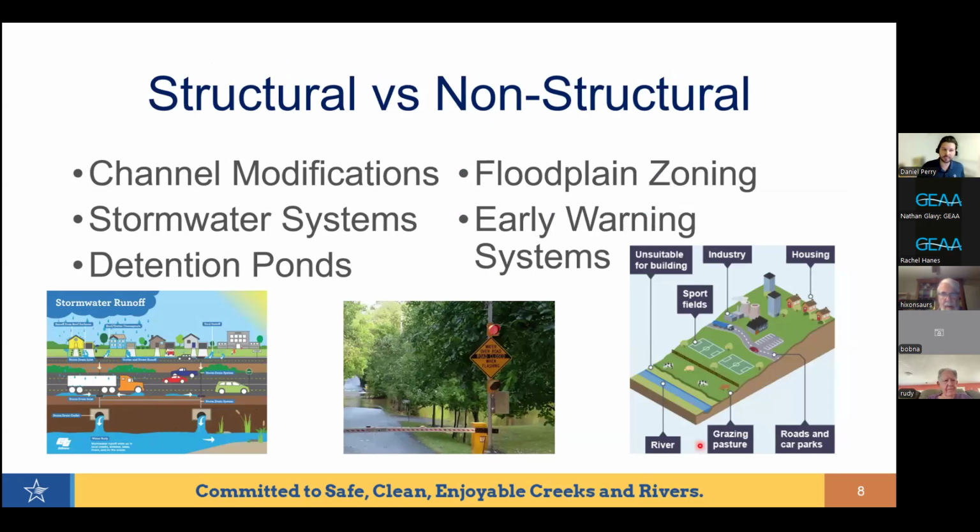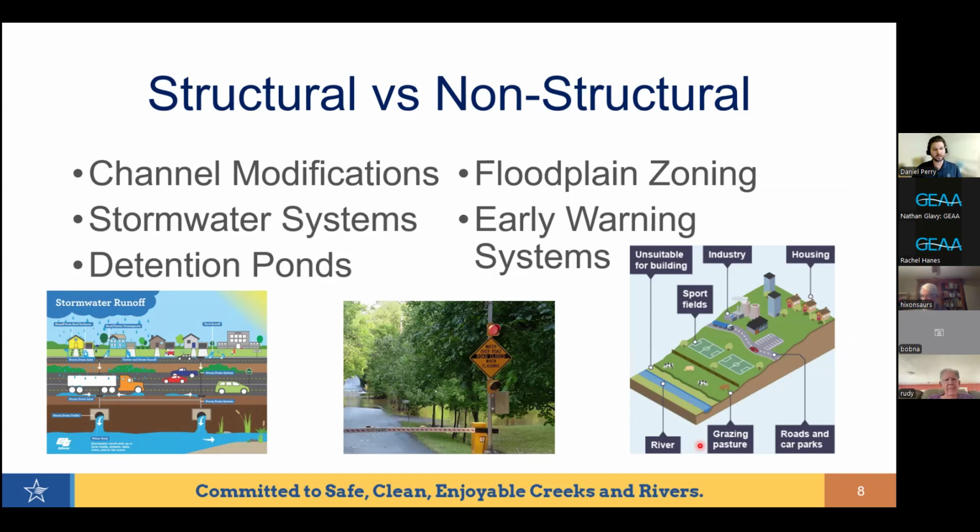So just some examples of structural solutions and non-structural solutions. Some of the structural solutions we may see are channel modifications, so widening and deepening channels to carry more floodwater. Stormwater management systems, like drains and pipes, and creating bigger drains and pipes to have more storage and move that water to the channels or the rivers. And also detention ponds, which are big ponds that can store the water and then slowly release it into the rivers and creeks, so that the peak of water isn't as high over time.